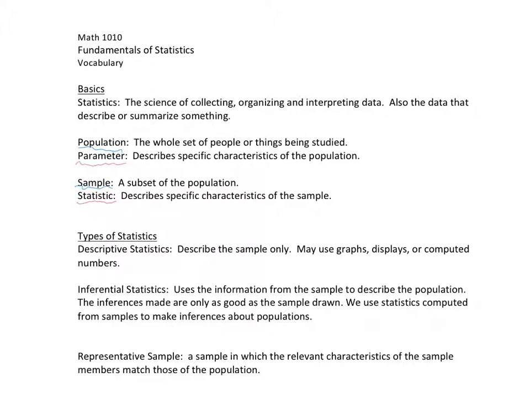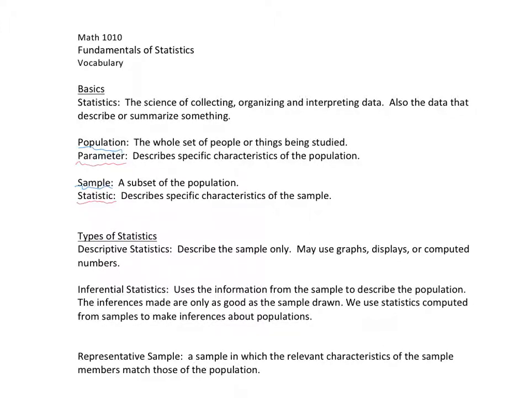Descriptive statistics and inferential statistics, those are baby words. In other words, we're not going to really worry too much about those for a test. Descriptive statistics, they describe the sample only. That's where you get a sample and you might make a chart or a graph or something like that, but that's as far as it goes. You're not trying to describe anything except the data that you collected.